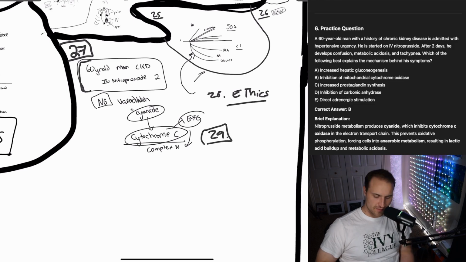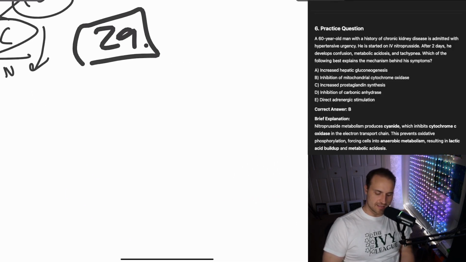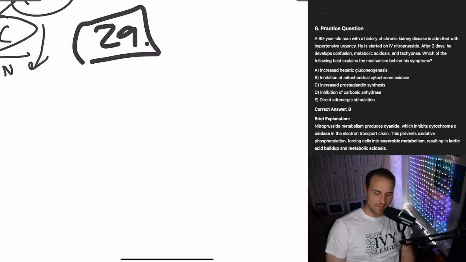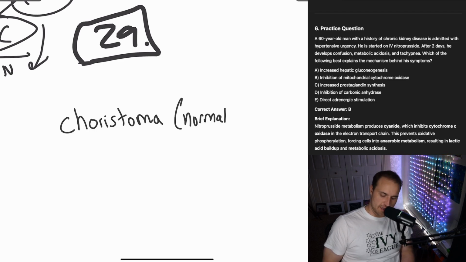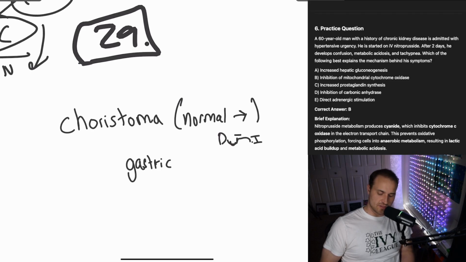29. Before I do 29, I want to teach you the concept of Meckel's diverticulum. So basically, I'm going to teach you everything you need to know about it. Literally, if you look at First Aid, there are 16 instances that you need to know. Here are all of them. An example of choristoma is where you have normal tissue in a foreign location. So like gastric tissue that's located in the distal ileum. Remember DJ ileum, duodenum, jejunum, ileum.